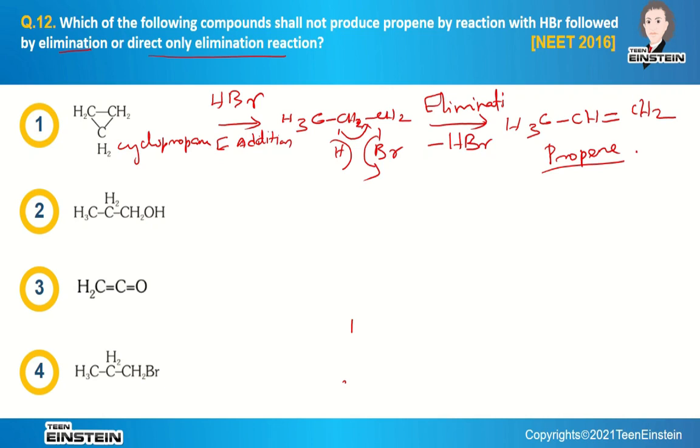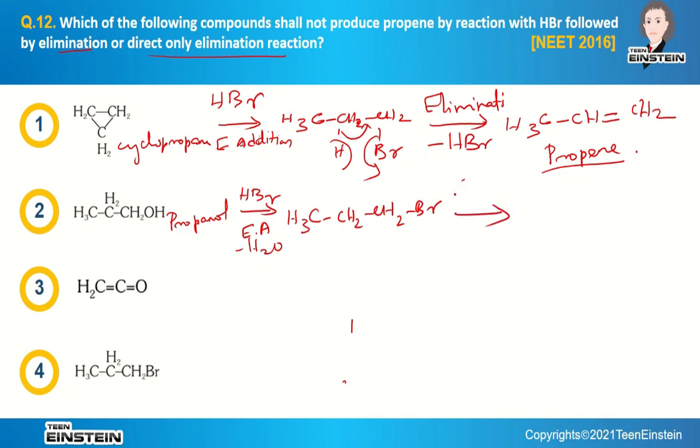So next we come to propanol. Here removal of a water molecule takes place and we get CH3CH2CH2. Further elimination takes place and we get CH3CH double bond CH2. So propene is the product of propanol.